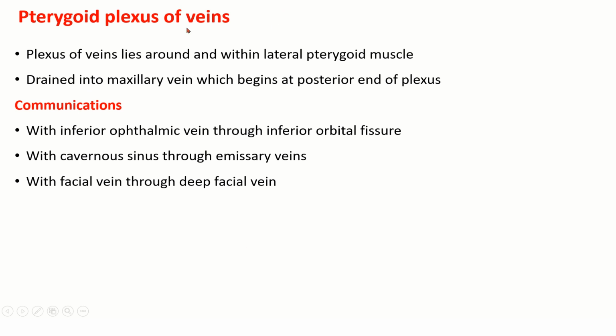The pterygoid plexus of veins is a plexus of veins which lies around the lateral pterygoid muscle and drains into the maxillary vein, which begins at the posterior end of the pterygoid plexus. The pharyngeal veins also drain into the pterygoid plexus.